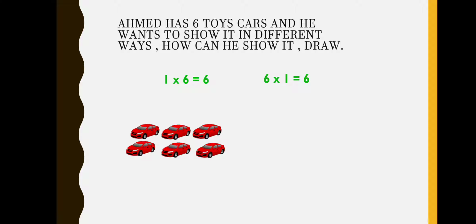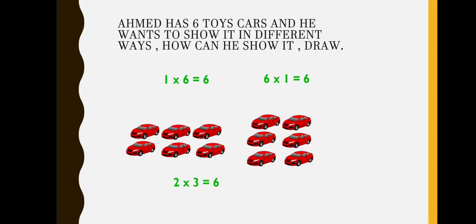Or I can make them like this: 2 rows and 3 columns. So it's 2 times 3. Or I can make it like this: 3 rows and 2 columns. So it will be 3 times 2 equals 6.